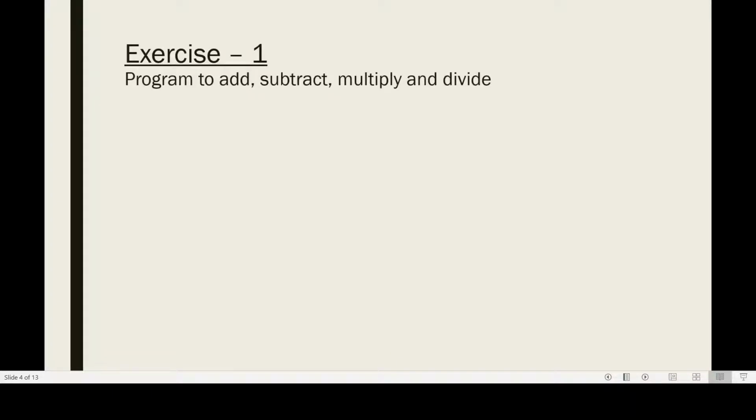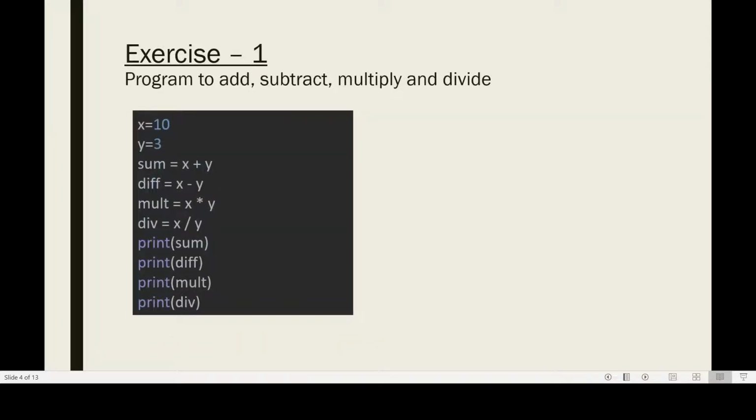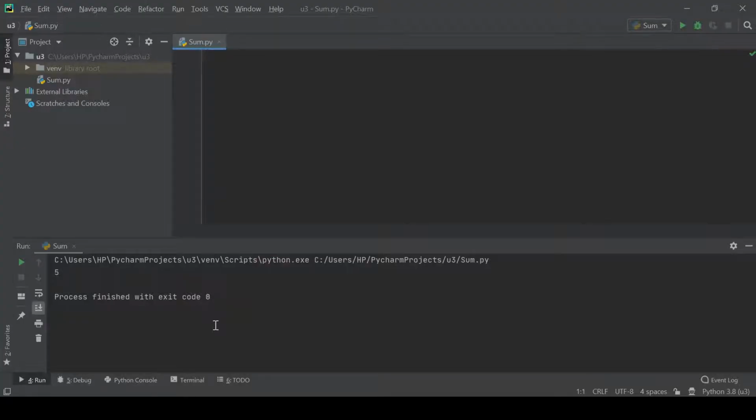Exercise 1: write a program to add, subtract, multiply and divide some numbers. We have a program here. The same program we are going to solve in PyCharm. So let us start. Here we have two numbers, x and y. x is 10 and y is 3. Now we are going to find different mathematical operations with the help of the operators that we have just studied. Say I'm calculating the sum in a variable sum.